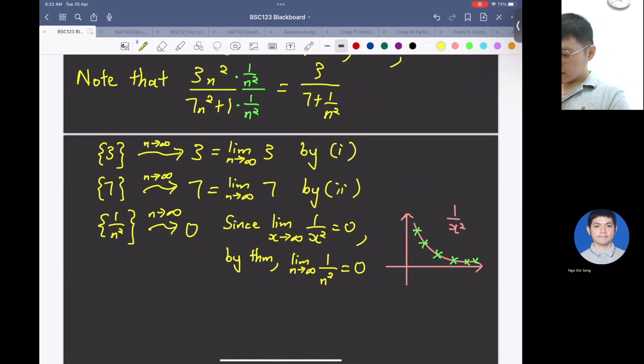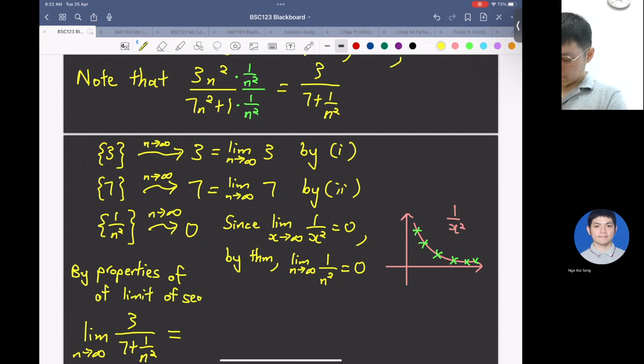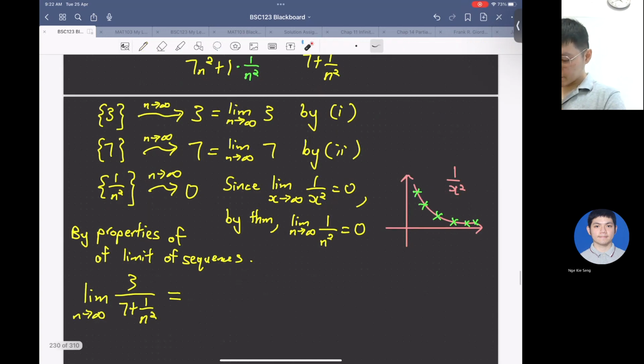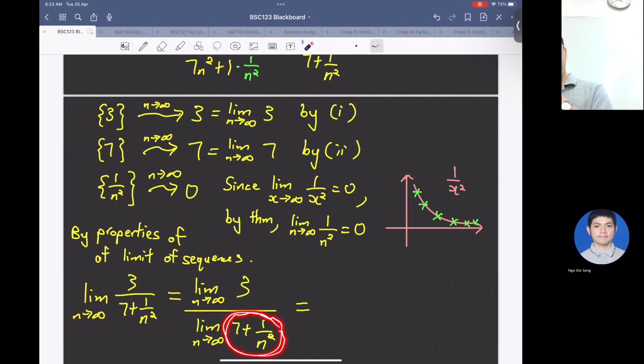So to find the limit of 3/7 plus 1/n squared, by the property of the limit of sequences just now: if you want to find the limit of 2 sequences dividing, it is just dividing the 2 limits. Then, if you want to find the limit of the addition of two sequences, it's just adding the limits of the two convergent sequences.